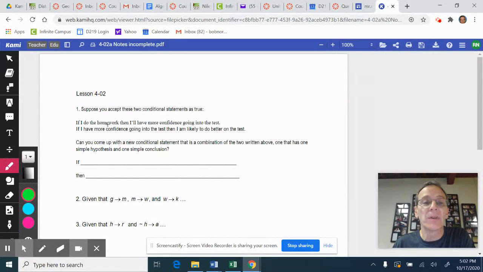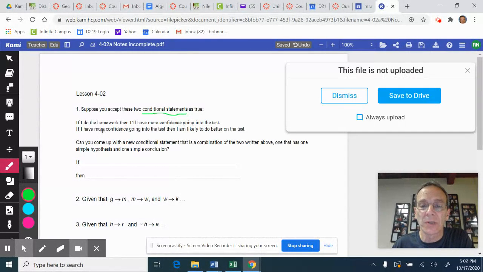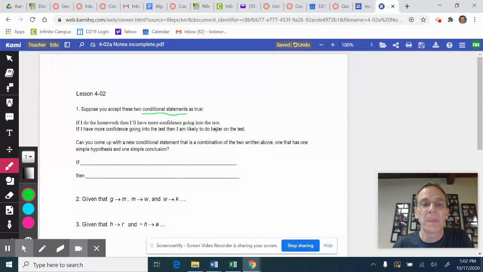Suppose you accept these two conditional statements, and you know what that means. We just learned about conditional statements in the last lesson. Here's two of them. Suppose you accept those two as being true. I want you to try to come up with a new conditional statement that is a combination of the two that are written above. It combines what you believe to be true from these two into a new conditional statement.